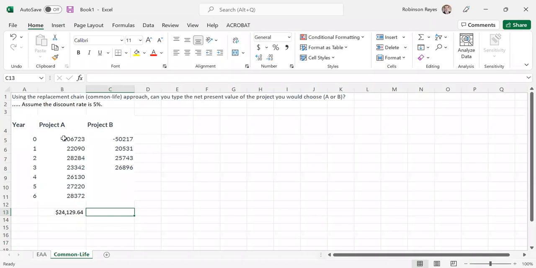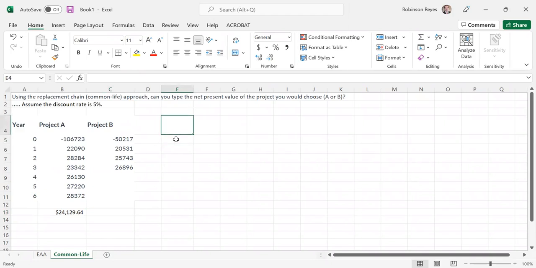So in this case, we just saw the equivalent annual annuity, but we may as well use this method, which is the replacement chain. In this method, we find a common life, or in other words, we find a common number of years. So we can basically repeat one of the two projects until this project matches the life of the other, right? And in essence, what we are assuming is the following.